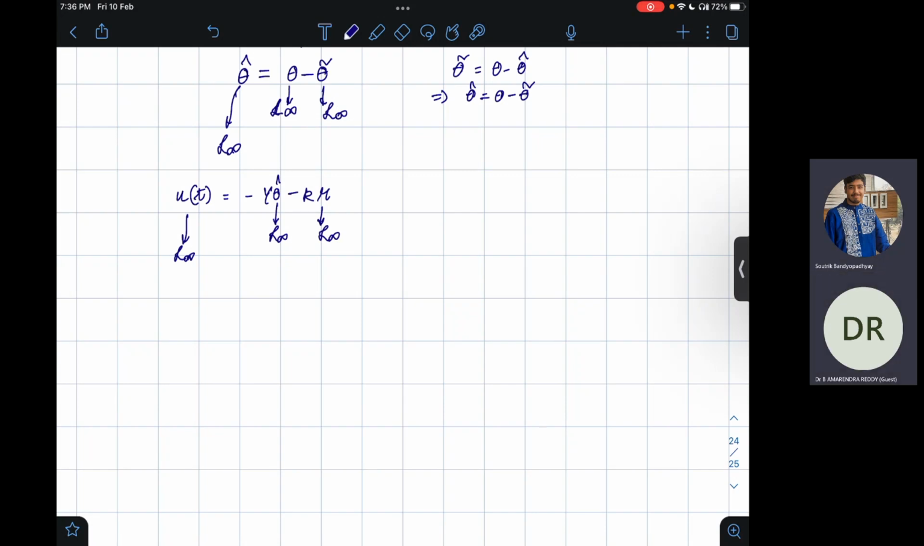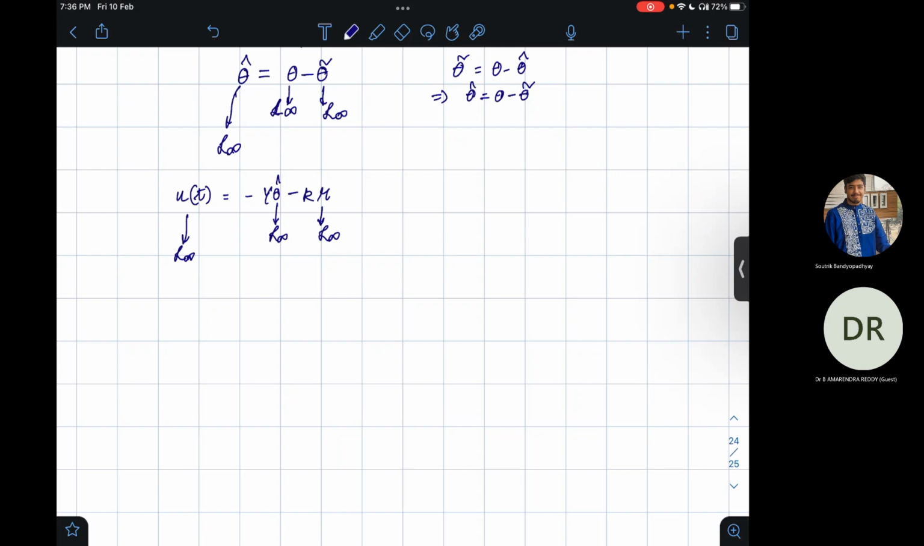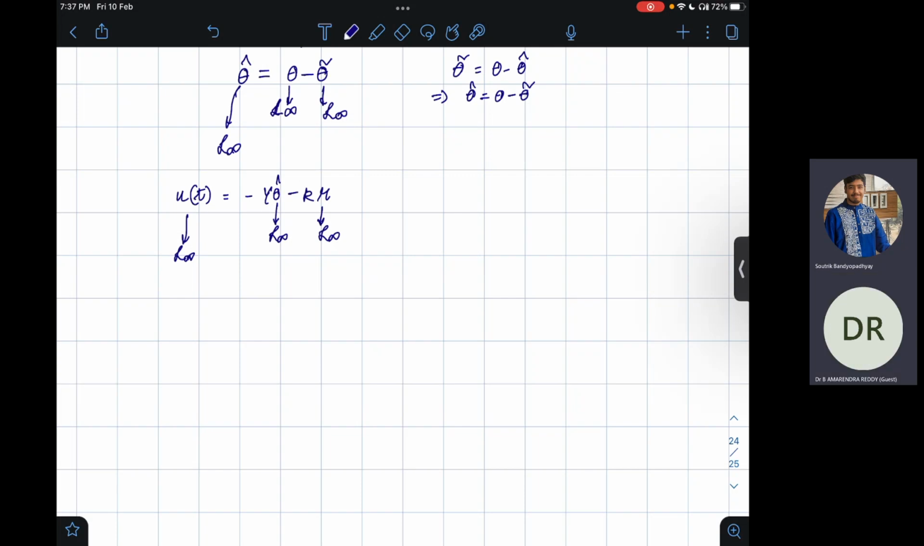So hence proved. All the signals we have considered are bounded, and the r is going down to 0. This way we can prove that our control law is making sure that all the signals are bounded and the tracking error goes down to 0.